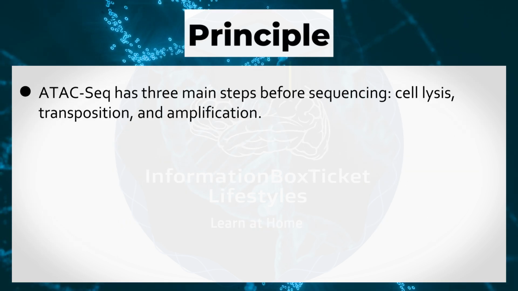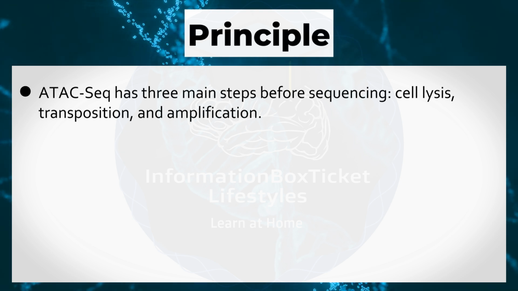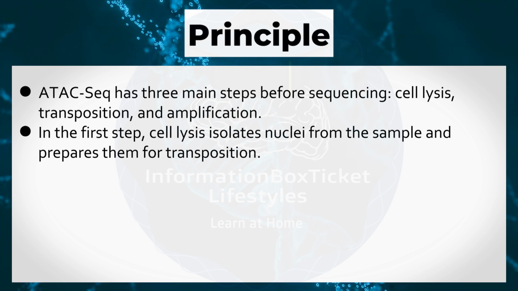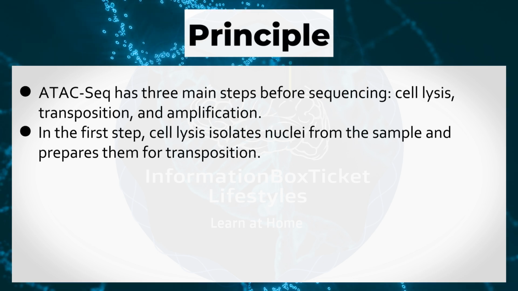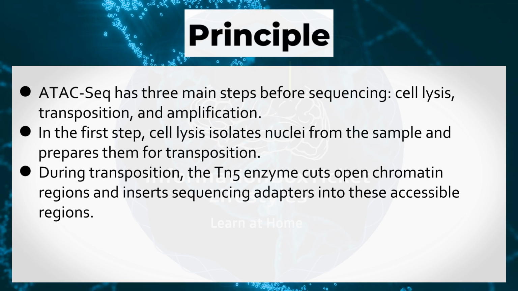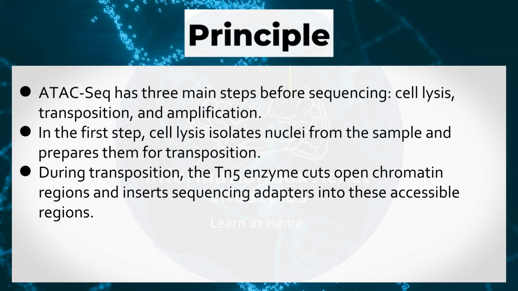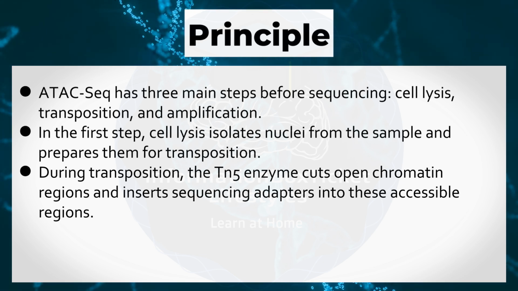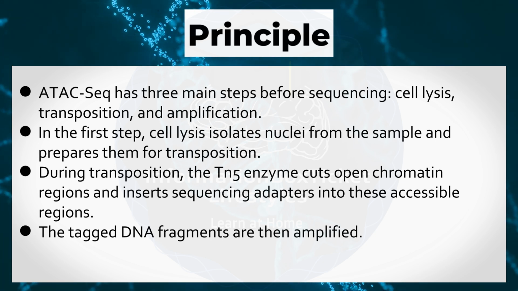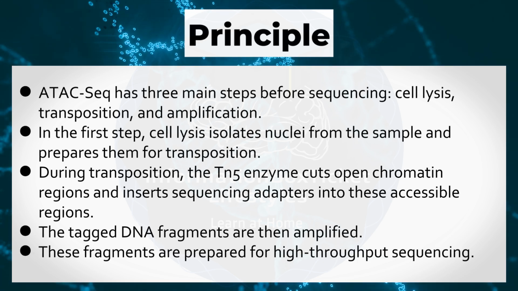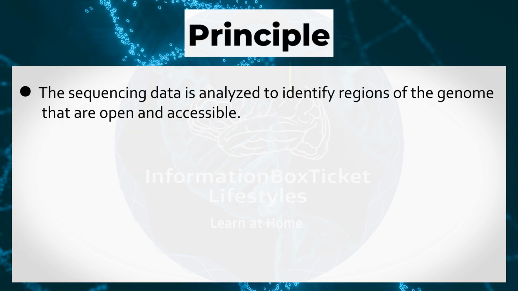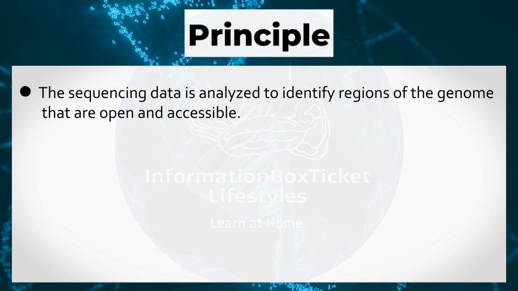ATAC-Seq has three main steps before sequencing: cell lysis, transposition, and amplification. In the first step, cell lysis isolates nuclei from the sample and prepares them for transposition. During transposition, the TN5 enzyme cuts open chromatin regions and inserts sequencing adapters into these accessible regions. The tagged DNA fragments are then amplified. These fragments are prepared for high-throughput sequencing. The sequencing data is analyzed to identify regions of the genome that are open and accessible.